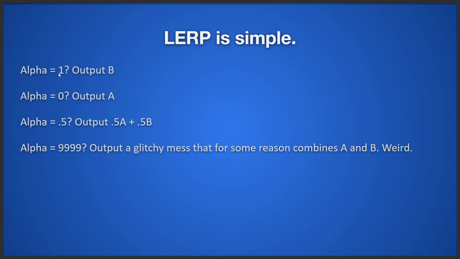LERP is simple. Alpha is 1, output B. Alpha is 0, output A. Alpha is 0.5, output 0.5A plus 0.5B.